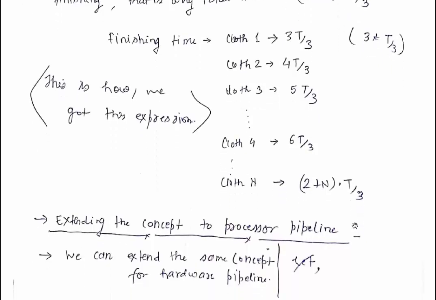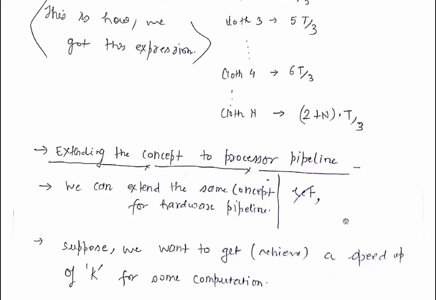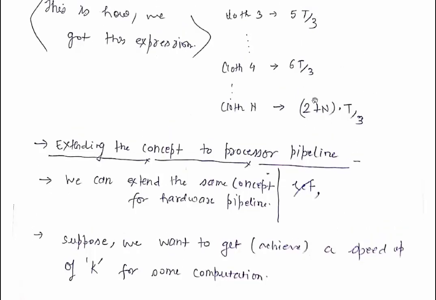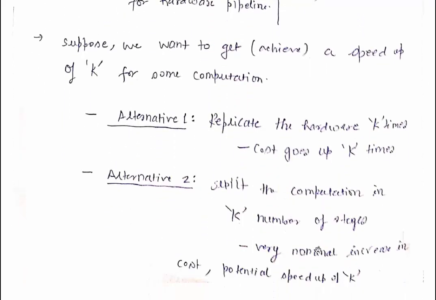Okay, now we can extend this concept to the processor pipeline. That means we can extend this concept to hardware components, how the processor executes the instructions. Okay, so let's say we want to get a speed up of k for some computation. As here we have got the speed up of 3 because we have divided our machine into 3 smaller units. Now we want to achieve a speed up of k for any sort of computation. So there are two alternatives for that.